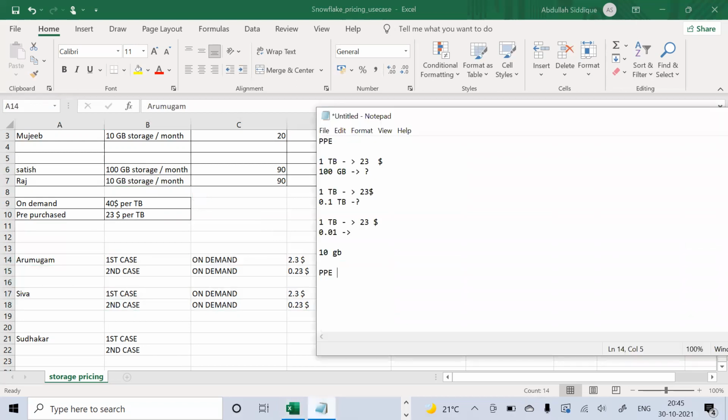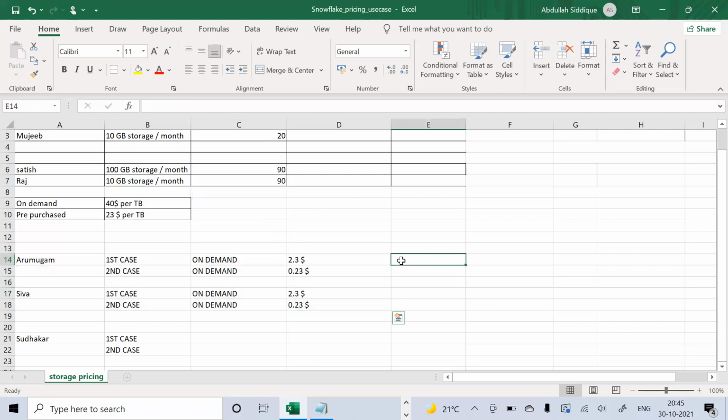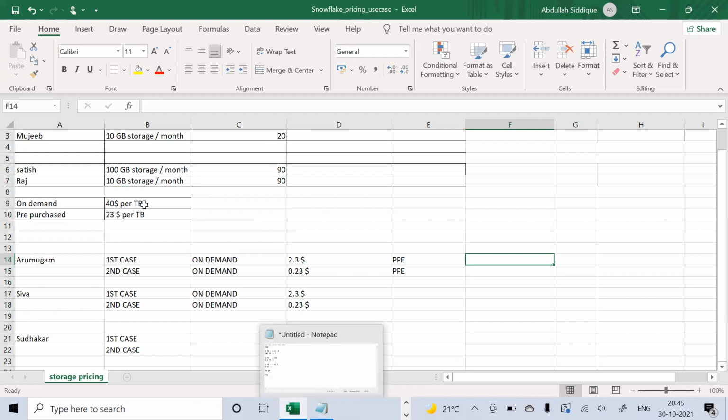Okay. Suppose if they had chosen PP, okay, let's calculate this. Shiva, can you please calculate this for me? If you had gone for PP, this is your PP, right? Okay, I think we did something wrong here, guys. I mean, on demand, we should have applied this formula.